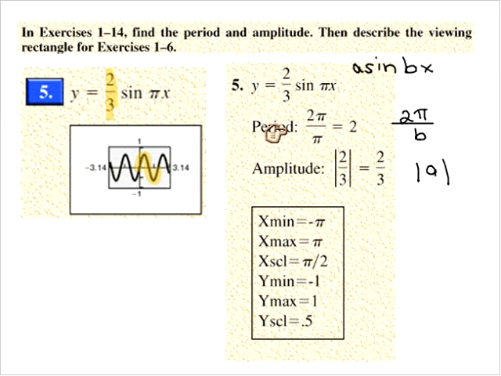And then your period is 2 pi over b. And b in this case is what's next to your x, so that's just pi. So 2 pi over pi, your pi's reduce or cancel, so you're left with just 2. And that does match up to what our graph looks like there, because it looks like the x value would be approximately 2 right there.